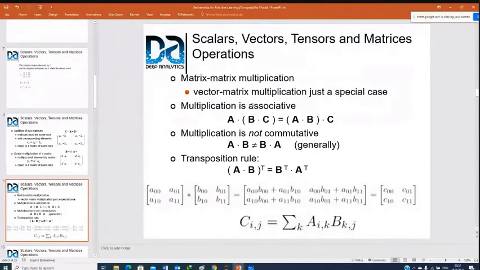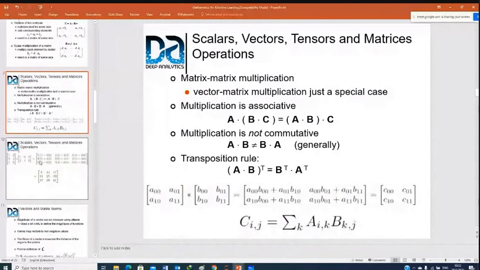Multiplication is associative, so A times (B times C) is equal to (A times B) times C. Multiplication is not commutative, so A times B is not equal to B times A. And then we have what we call the transposition rule, where (A times B) transpose is equal to B transpose times A transpose.